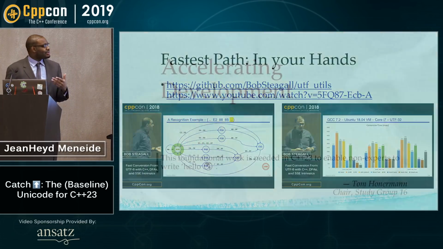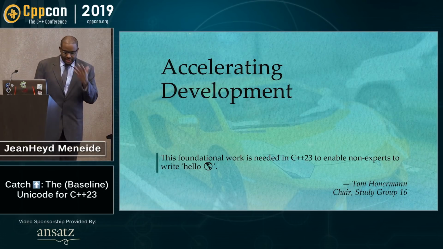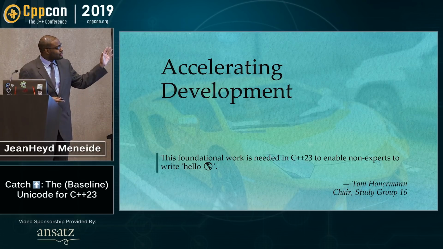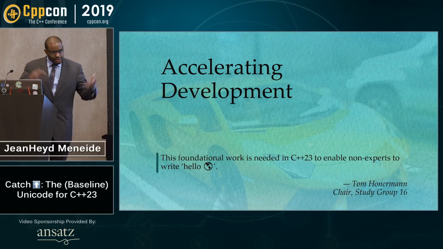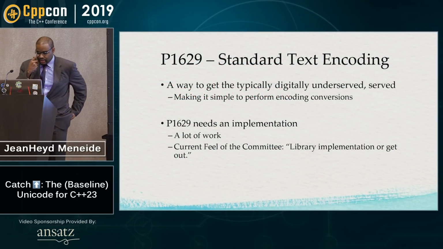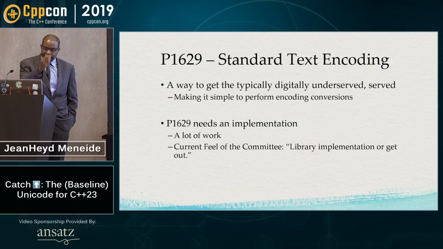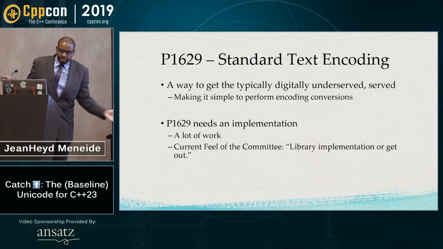So I guess the next thing I should really talk about is accelerating development, right? One of the things that Tom Honermann said when I presented this idea to him and everything, he said, this is foundational work that is needed for C++23 to enable non-experts to write hello world. I mean, not the typical ASCII world, but, Earth America's, emoji world. And so the idea here is that I wrote a paper. It's called P1629. It has a lot of this information, a little bit less because I paused it for this talk. But this paper, right, is a library. It's a purely library thing, right?